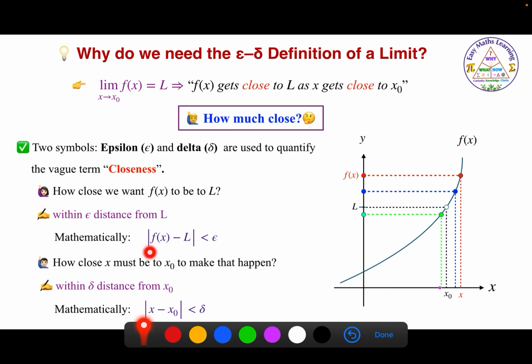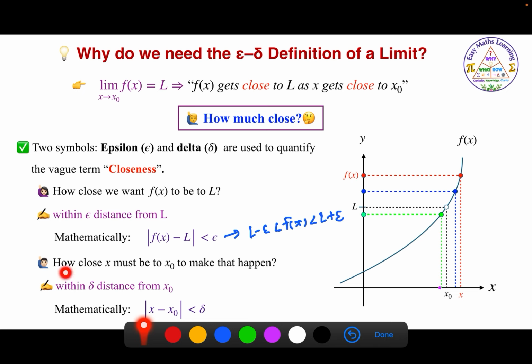Mathematically, we can write modulus of f(x) minus L less than epsilon. That can be written as L minus epsilon less than f(x) less than L plus epsilon. So the function lies between L minus epsilon and L plus epsilon. Vertically, it means it will be within epsilon distance above or below L.